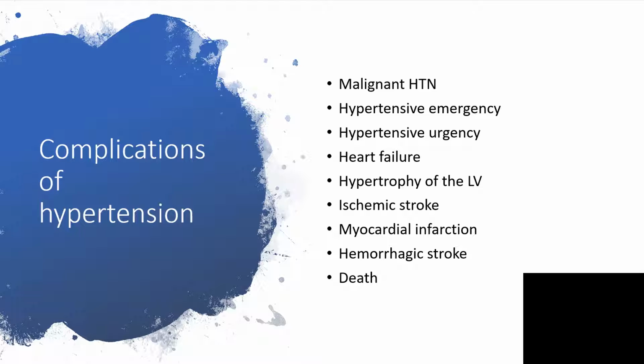stroke. As a matter of fact, most people with essential hypertension will be diagnosed for the first time in some other parts of the world with stroke, hemorrhagic stroke. Could also lead to ischemic stroke as well. And of course, death is possible because most of the time hypertension is asymptomatic.